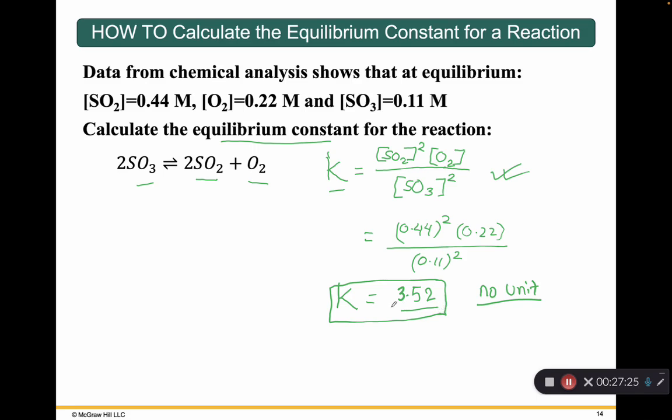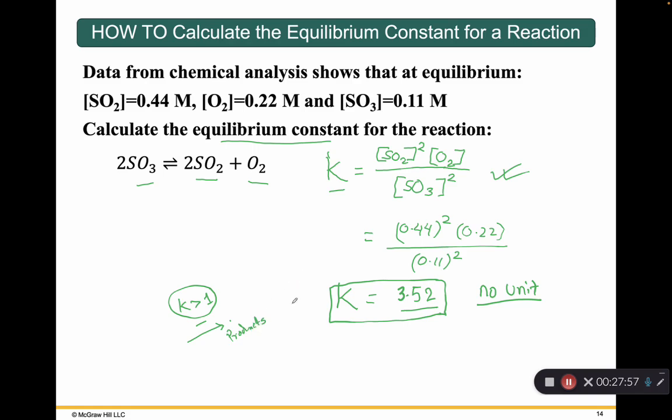Now you can guess yourself, if K is 3.52, what does it mean? It is greater than 1. It is slightly greater than 1, not like 1,000 times greater, just slightly greater than 1. What is the significance of that? Greater than 1 means the equilibrium lies to the right, and the products are the favored one. You can have that analysis on this.